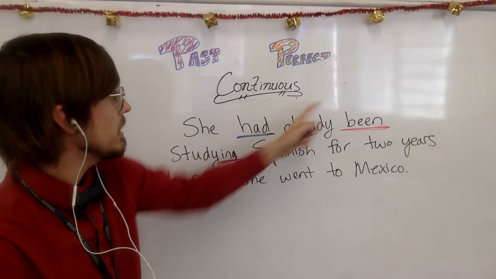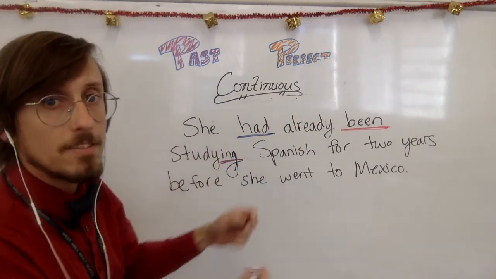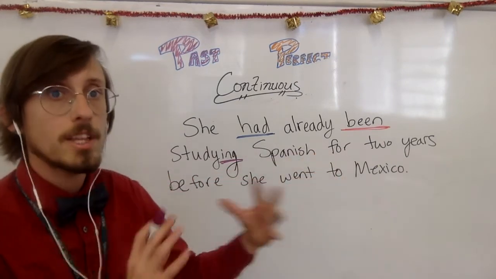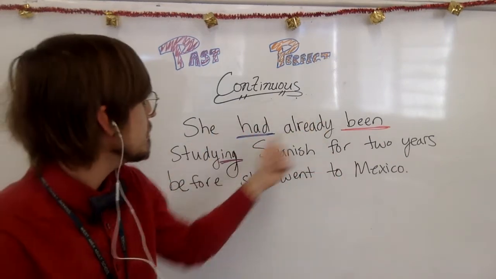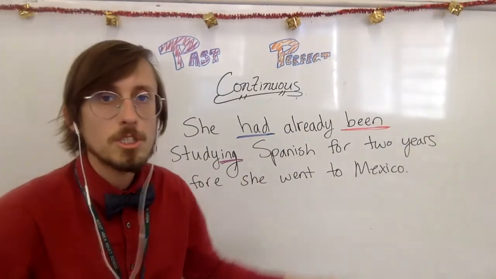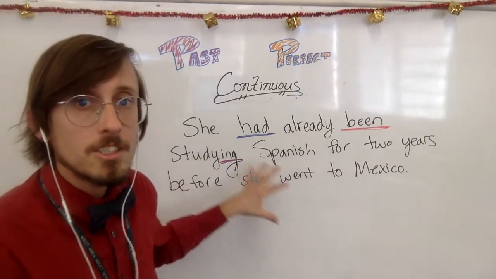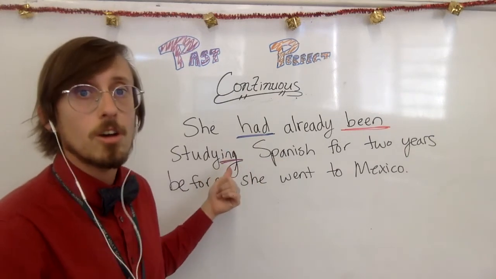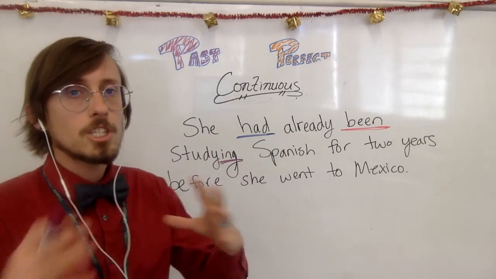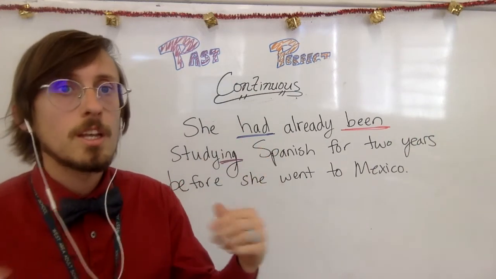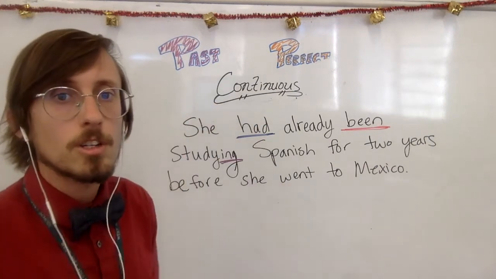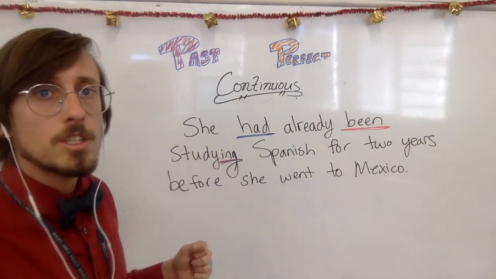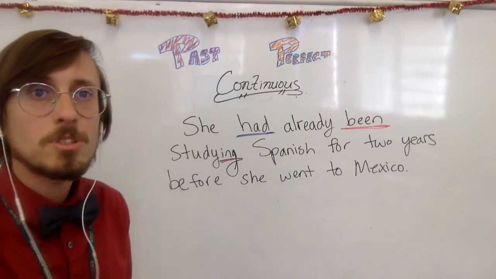She had been studying. Or to add that emphasis, yeah, this was a long time. She did that for 2 years. Wow, that's more than what's expected. She had already been studying Spanish for 2 years before she went to Mexico. Maybe in this scenario, you're thinking, oh, she's going to Mexico to learn Spanish. Well, she had already been studying Spanish for 2 years. She had completed 2 years. That was more than what the people expected for her trip to Mexico. This is another example of how you can use the past perfect continuous. Keep studying and enjoy.